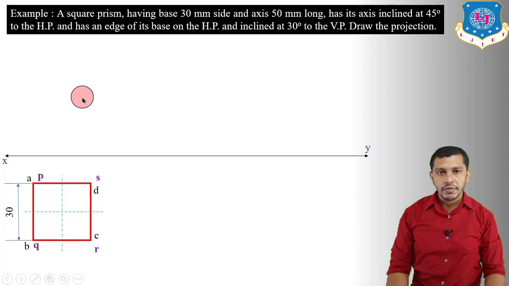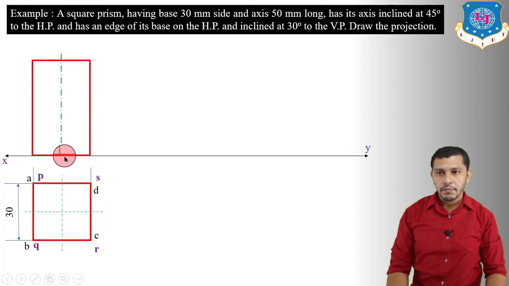Now we have to draw the front view, and the front view of the square prism will be a rectangle. So project all these points vertically upwards and also show the axis. So this will be the base, this will be the top face, and here the axis height will be 50 mm.